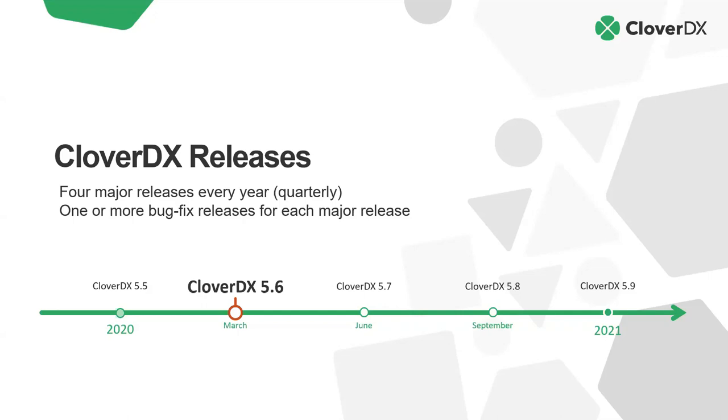As usual, we have stuck to our release schedule, so we released the latest version, CloverDX 5.6, last week, and we still intend to keep the schedule for the rest of the year. So even though all kinds of things are happening around us, we still manage to deliver Clover as we planned. And we do not plan any disruptions to our release schedule later in the year.